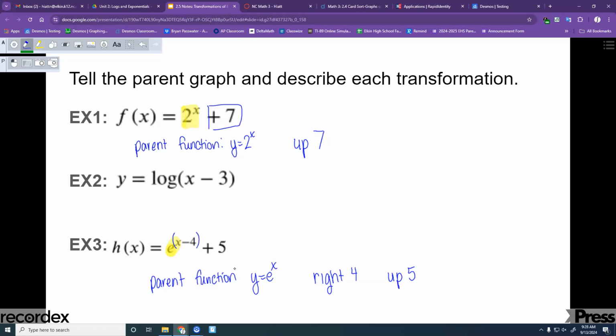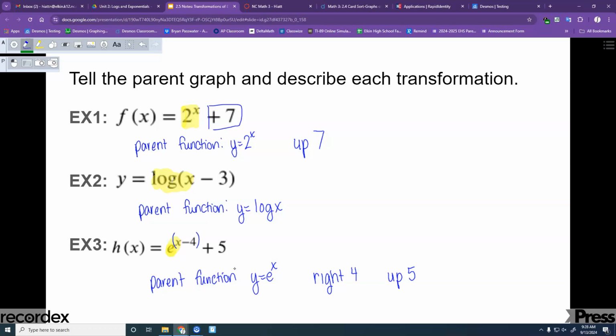All right. Let's go back to the log. Okay? So for the log one, the parent function would just be y equals log of x. So that's this part right here. We have a minus 3 right there. So, Scarlett, what's the minus 3 going to do to our graph here? It's going to move it left or right 3 units. Which one is it going to be, left or right?